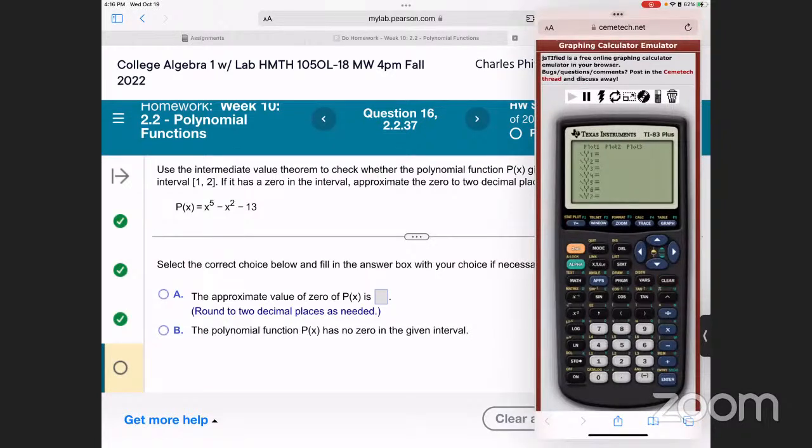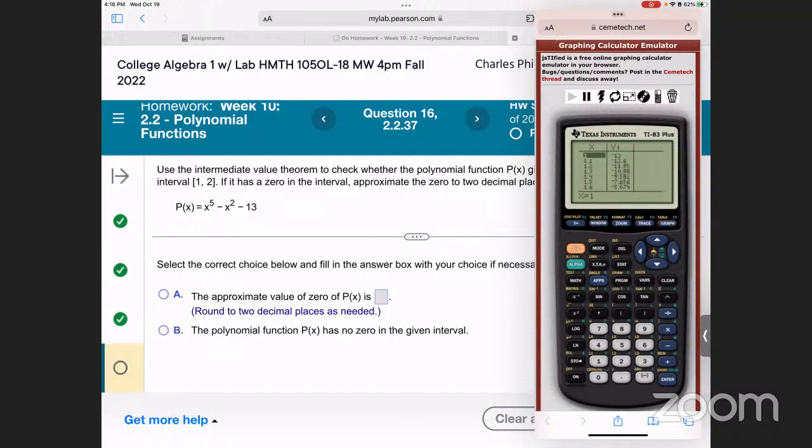So if I put in this polynomial, I have x to the power 5 minus x squared minus 13. And our zero should be between 1 and 2. So first I want my table to start at 1 and change by 0.1. We're going to look at a table of values, when x is 1, 1.1, 1.2, 1.3, 1.4, until we get to 2. So it should be 10 outputs.